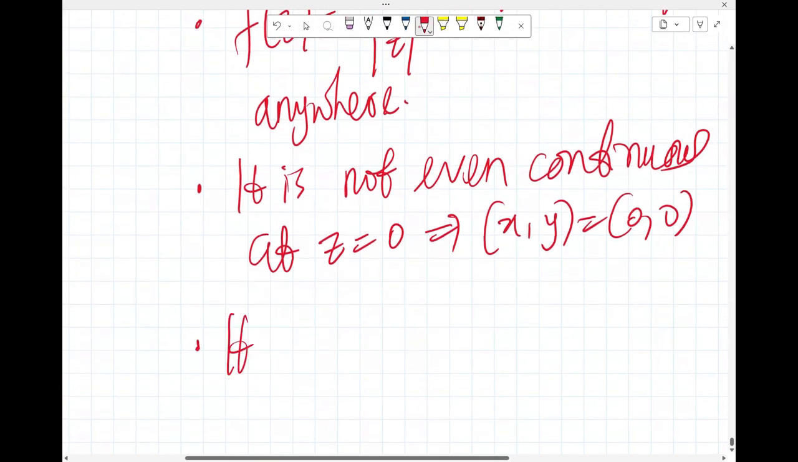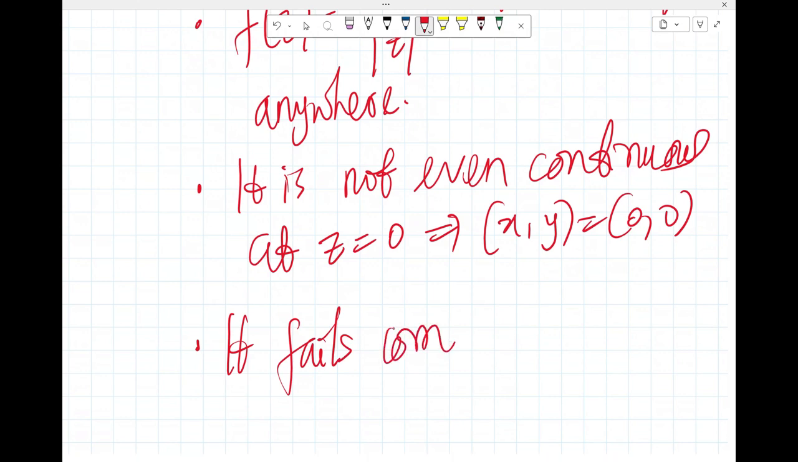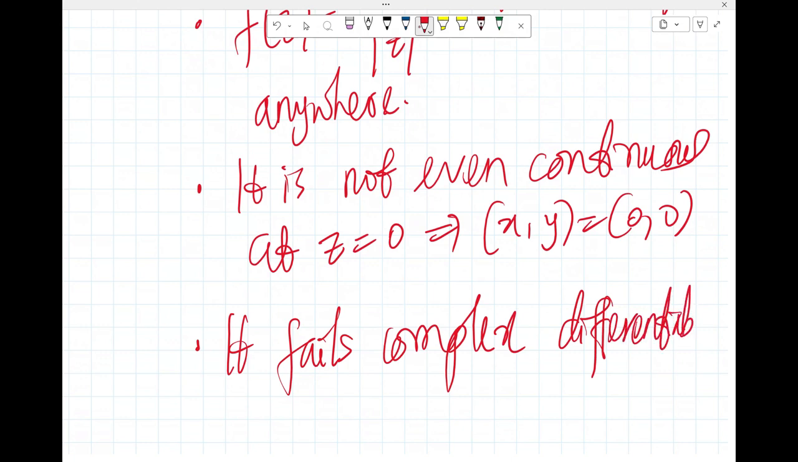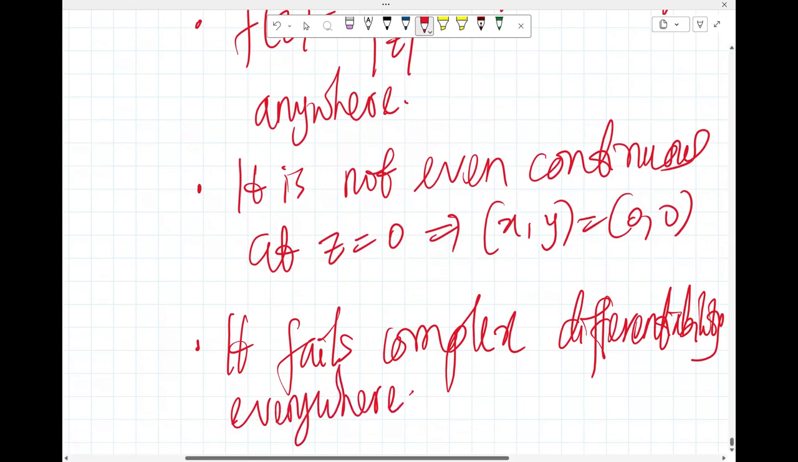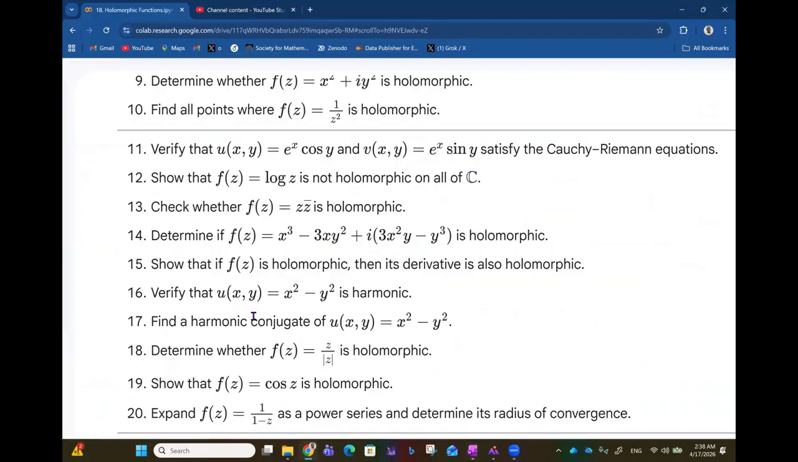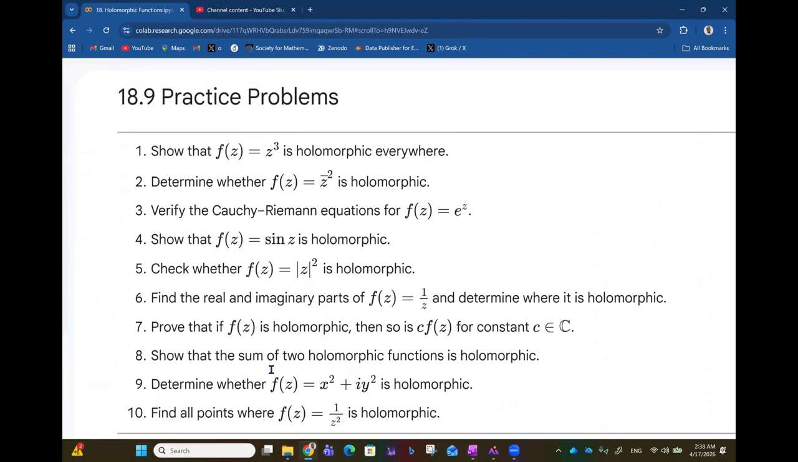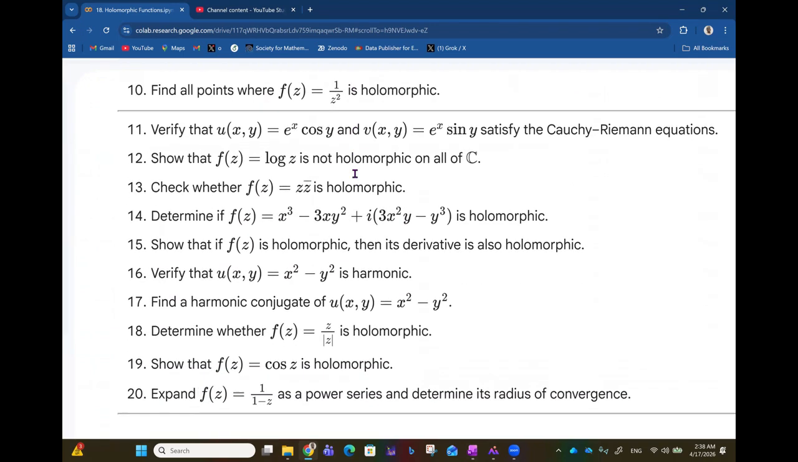Then finally, it fails complex differentiability everywhere. And that's about question 18. So again, look at questions 1 to 10 and try your hands. I've done 2, and I've done 18. Try your hands on them.